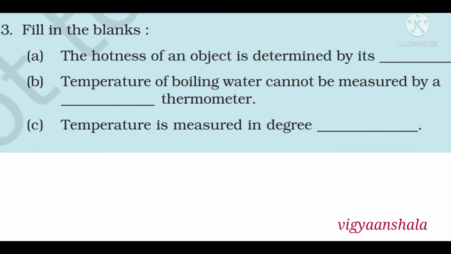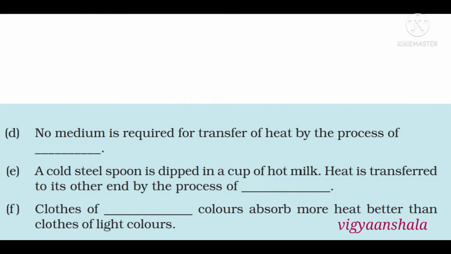Our next question is, fill in the blanks. A, the hotness of an object is determined by its temperature. Second, the temperature of boiling water cannot be measured by a clinical thermometer. Third, temperature is measured in degrees Celsius. Next, no medium is required for transfer of heat by the process of radiation.